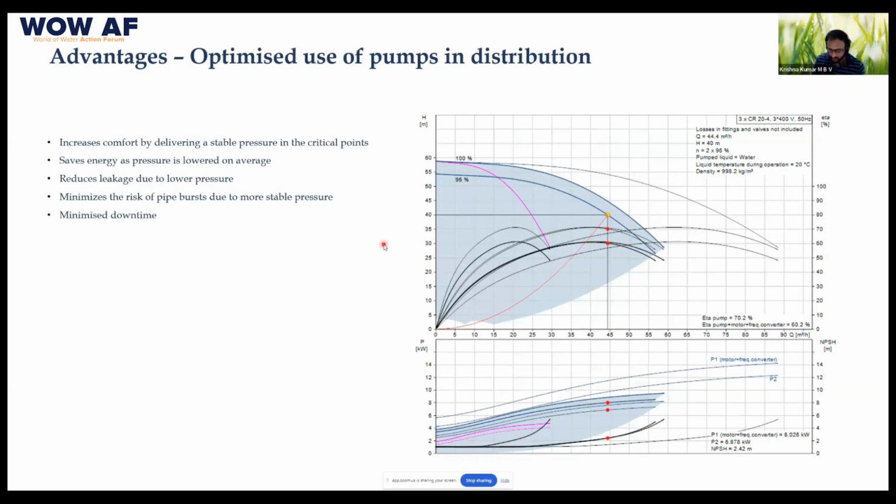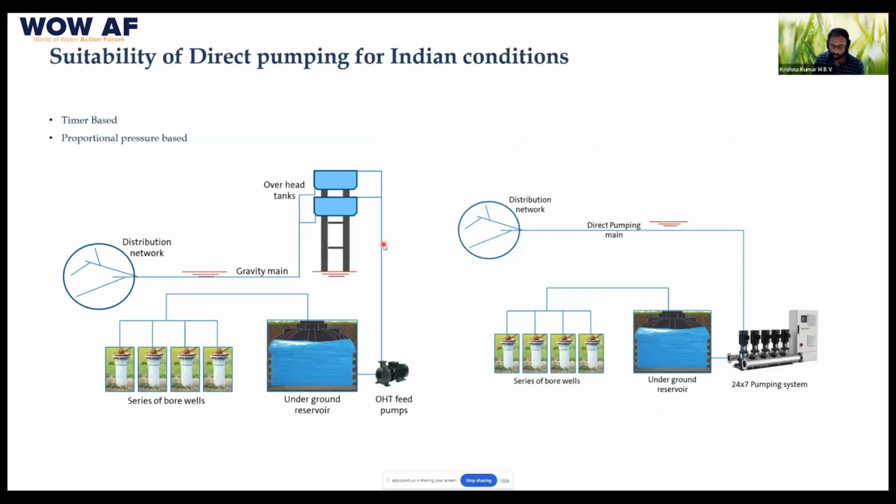And then, of course, this is where the importance of the critical point will come into the picture, right? So you can have a minimum of one critical point and a maximum of 10 critical points in the network. So this depends on the design and the modeling that we do. And I think this is my final part, I think it's a pre-final part. So it is how it is suitable for Indian conditions.